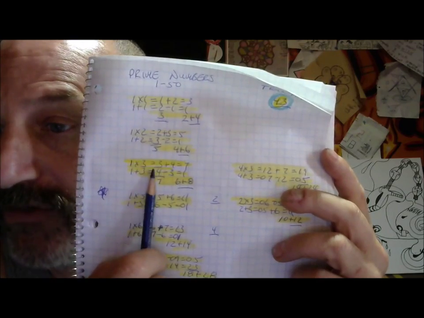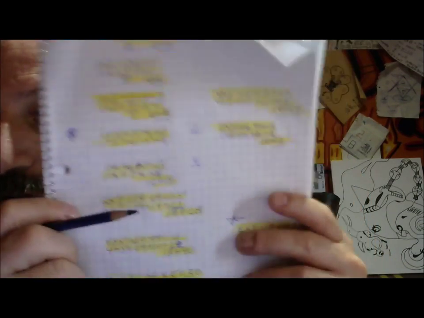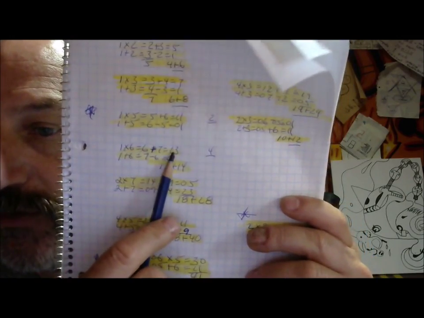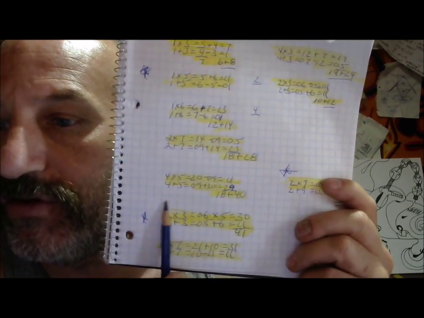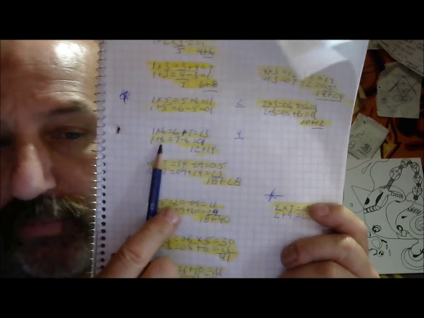1 times 3, 1 plus 3, 3 and 4 is 7. 1 times 5, 1 plus 6 equals 11. 1 times 6, 1 plus 6 equals 13. Now we're skipping over the 2 and every other number, okay? Because we're finished with these numbers. We're finished with these prime numbers.